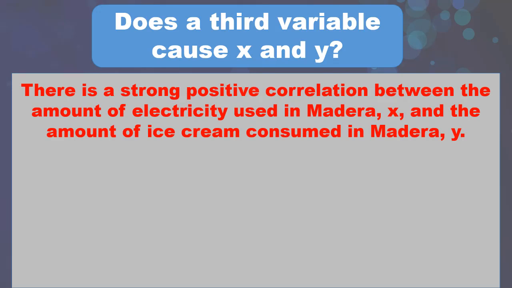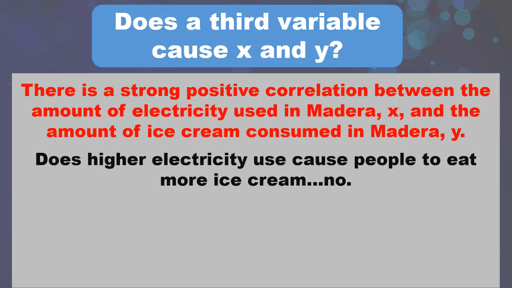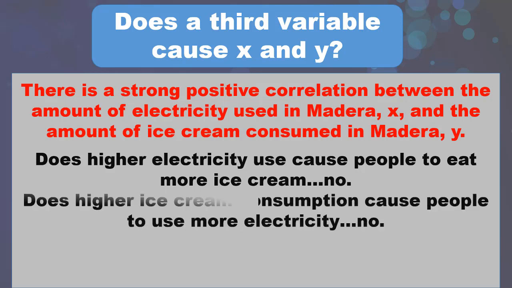So there's a strong positive correlation between the amount of electricity used in Madera, x, and the amount of ice cream consumed in Madera, y. Strong positive correlation means as one goes up, the other one goes up too. So as people use more and more electricity in Madera, the amount of ice cream that's sold in Madera goes up. Do you think that higher electricity use causes people to eat more ice cream? Probably not. Do you think that when people eat more ice cream, they use more electricity? No. What's really happening here?